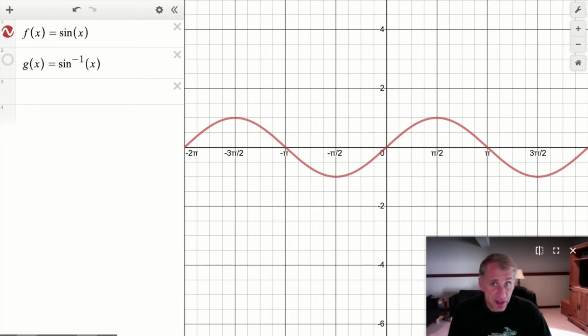and integrals of inverse trig functions. And so we need to clearly define what inverse trig functions are before finding derivatives and doing the calculus side of it. So we've got a graph here of f of x equals sine of x.